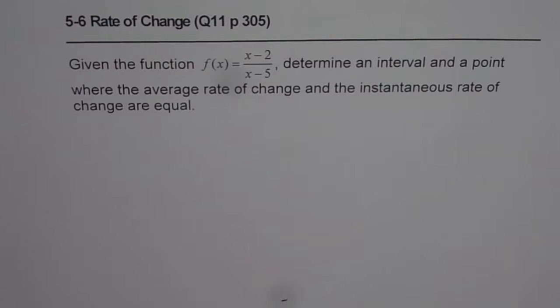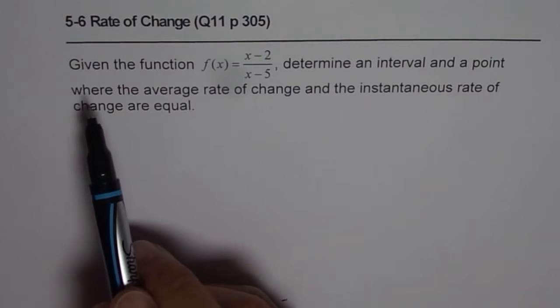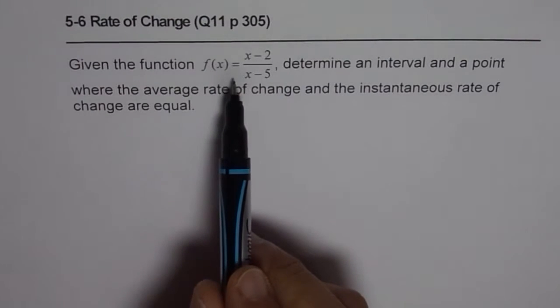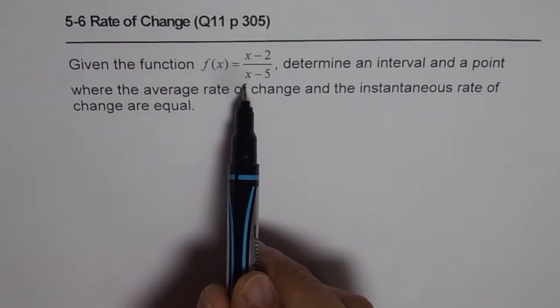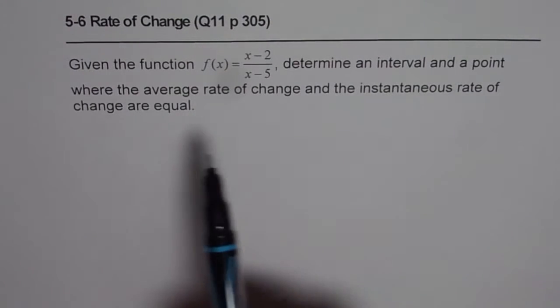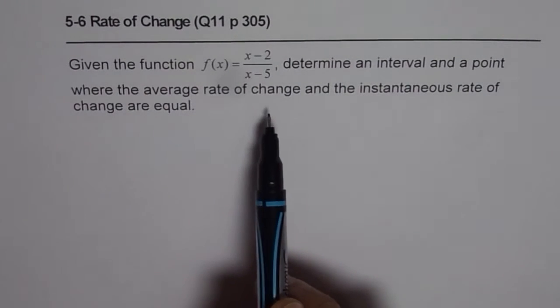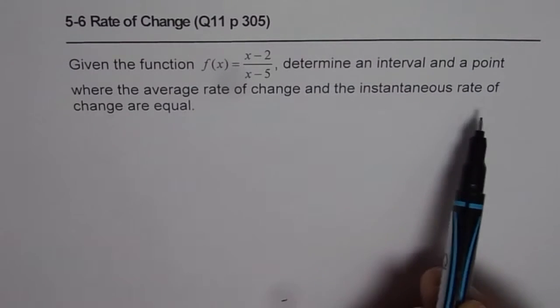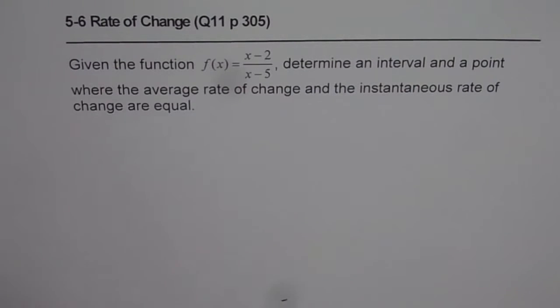Author is Nelson. The question is, given the function f of x equals x minus 2 divided by x minus 5, determine an interval and a point where the average rate of change and the instantaneous rate of change are equal. Maria, what I have done is that I have created actually 3 videos.